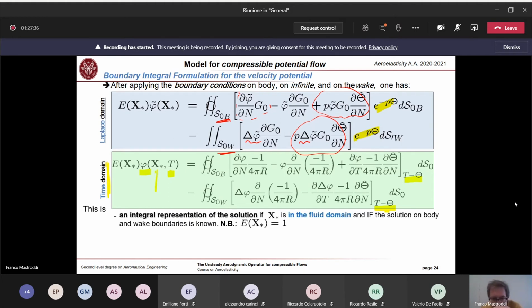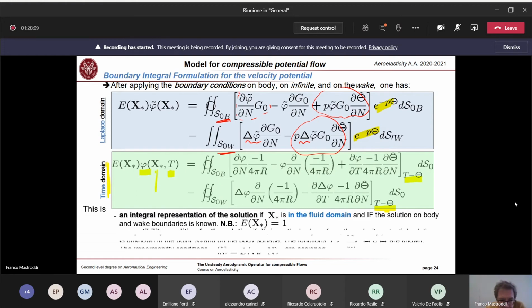So we have an integral representation of the solution if x star is in the fluid domain, and if the solution on the body and wake boundary is known. So this equation is a representation of the solution at a time, at a point of the fluid, if you know the solution, as usual, on the body and on the wake. In this case, the domain function E is equal to 1, okay?